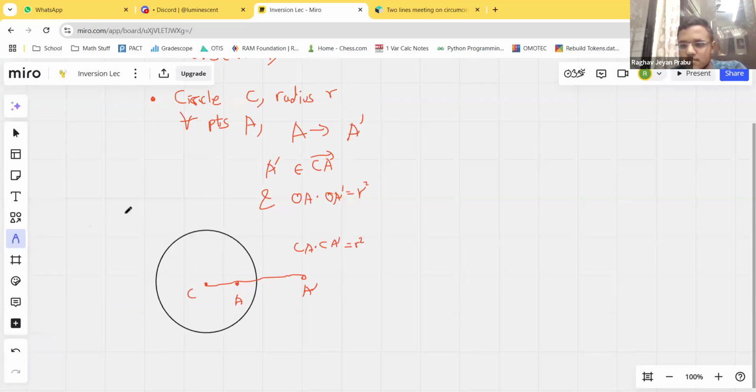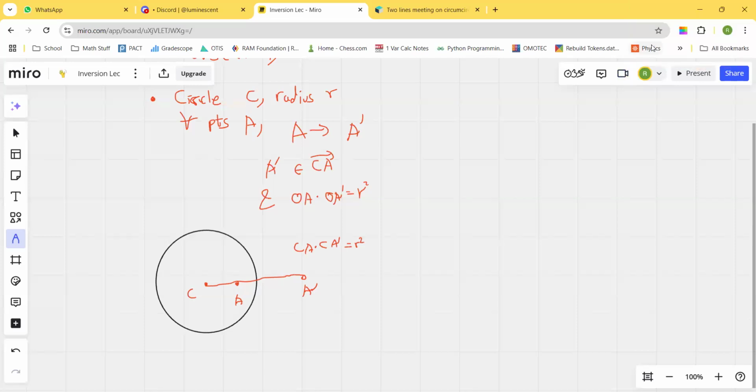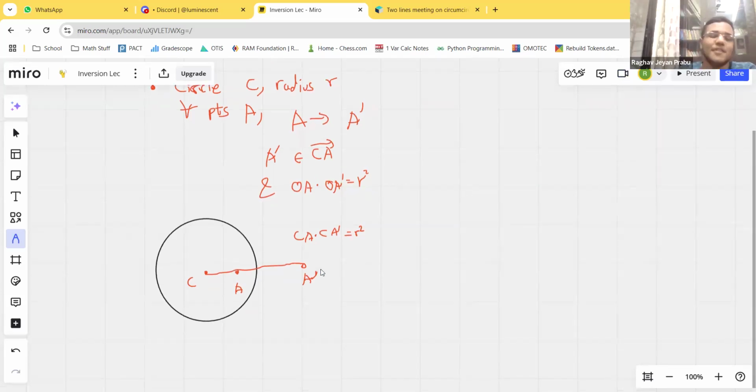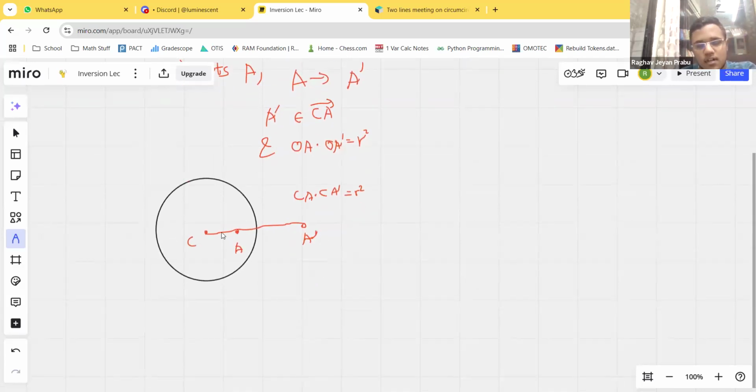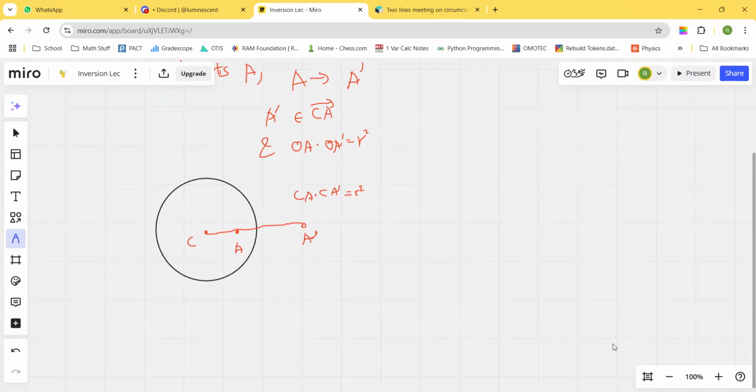Any doubts? A thumbs up. So that means that A dash will also be mapped to A. Right, that is going to be my next point. Correct, so A and A dash actually swap places. So as Lavish said, please tell the basics. I was not in the class.